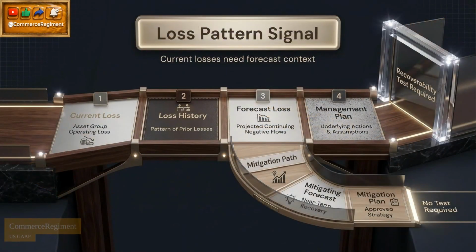A single period of operating loss or cash flow loss is not automatically an impairment indicator. It becomes more serious when paired with a history of losses or an approved forecast showing continuing losses. Accounting should connect actual results to forward looking management plans. If management has supportable evidence showing near term recovery, that may affect the conclusion. But if the forecast shows continuing negative cash flows, the recoverability test may be required.